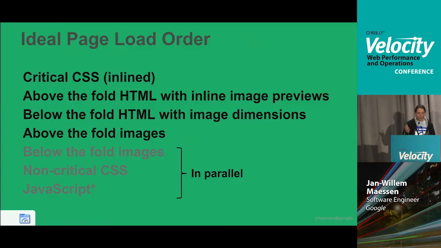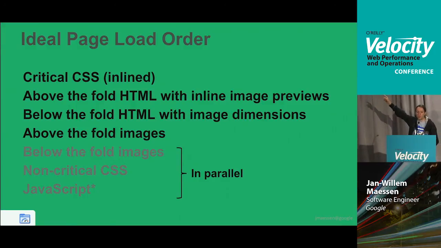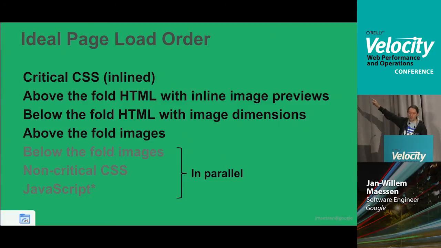So to wrap up, if I have to think about an ideal page load order, in my ideal world, what order should the resources on my page show up? This is my model of the universe. When we download our HTML, immediately after downloading our HTML, we should see our critical CSS, which should be inlined in the page. All of the above-the-fold HTML with the inline image previews should be there. The below-the-fold HTML with image dimensions doesn't need to be there to start that first render, but it should probably be the next thing we care about.